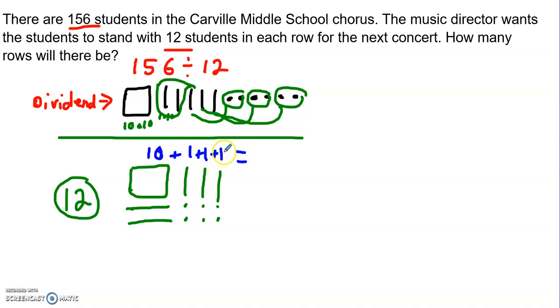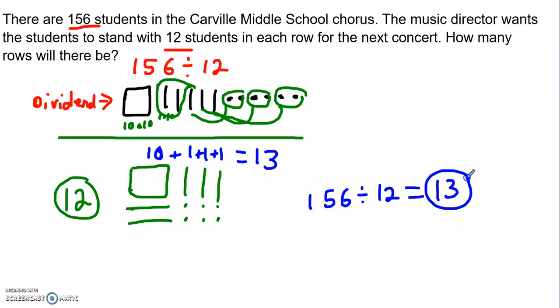10 plus 1 plus 1 plus 1 gives me 13. So I know that 156 divided by 12 is 13. And then I circle my final answer.